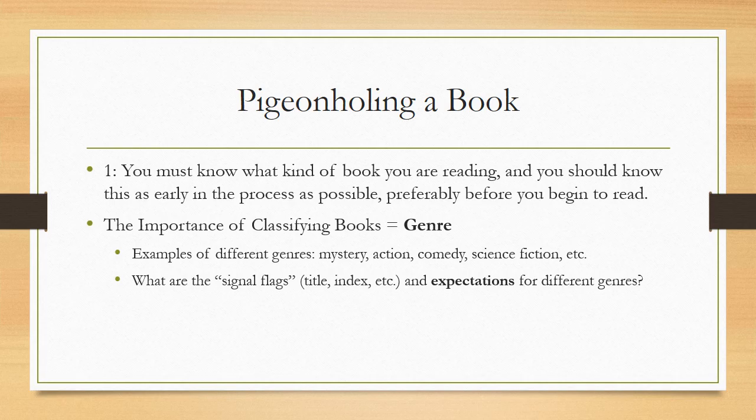So these are signal flags, and they help you pigeonhole the book, figure out its genre, and they can be done in the pre-reading or inspectional reading stage that we talked about last time. It's good to know before you read a book what genre it belongs to. That's what he says. That's his first rule.